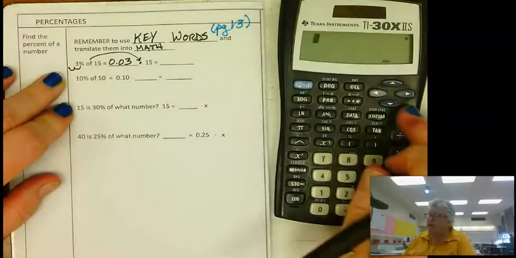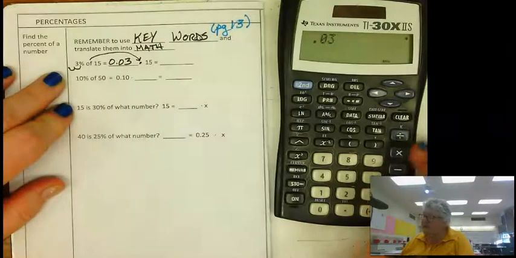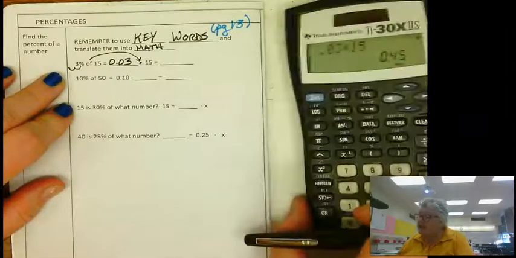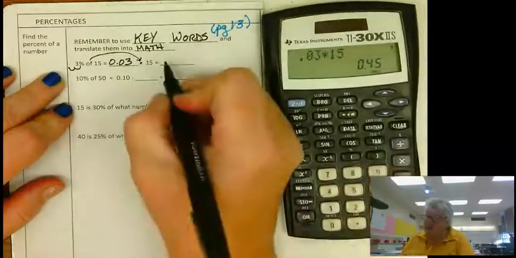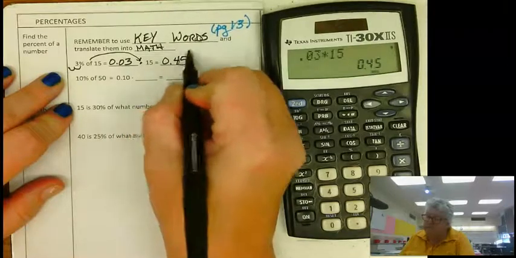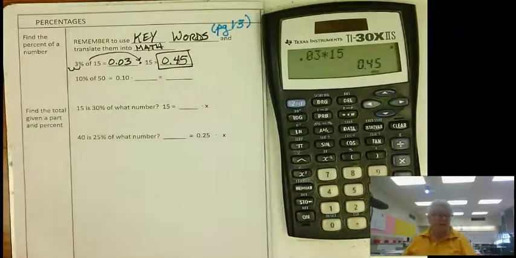Here we go. I know everybody's favorite tool. You've been waiting so long. So 0.03 times 15 equals, look at that, 45/100ths. You guys have been waiting for a long time to be able to use that calculator, haven't you? Yes, you have. Well, you've earned it now.